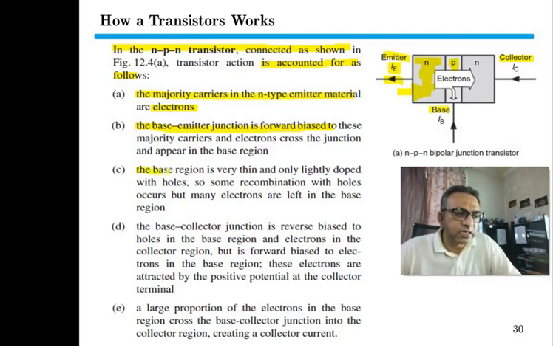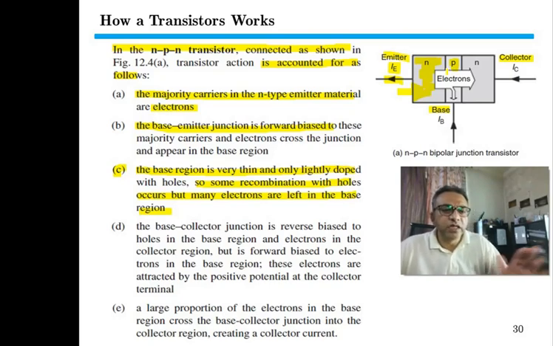Therefore, the author writes, the base region is very thin and only lightly doped with holes. So some recombination with holes occurs, but many electrons are left in the base region. Now let us understand this point C, that since the base is very thin and lightly doped, in the p-type material there is a small number of holes. So when electrons come from the emitter into the base, a large number of electrons are coming from the emitter into the base, but in the base there are a few holes.